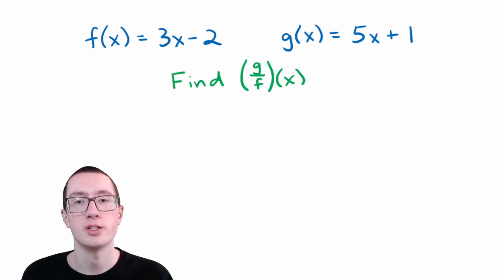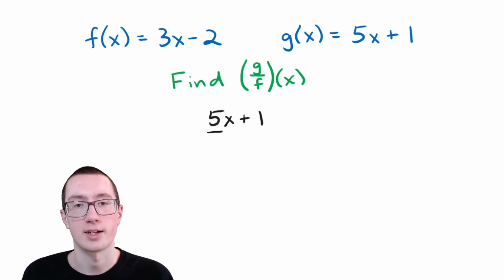And now finally, we need to divide functions. So we need to find g over f of x. And remember that fractions are the same thing as division. So you could also say this as g divided by f. So we're going to write this the same exact way. We're going to write it like this, except instead of g, we're going to put 5x plus 1. And instead of f, we're going to put 3x minus 2.